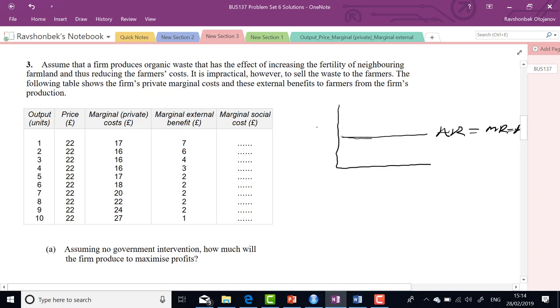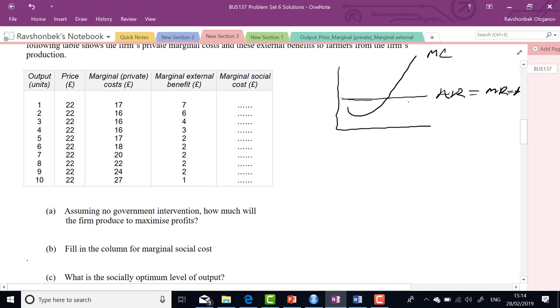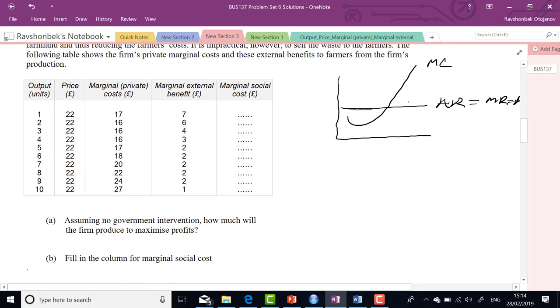And our marginal private cost is starting at 17, so it's somewhere here, yeah? Mm-hmm. Yeah, this is private, marginal private cost. Right, marginal external benefit is given. So let's go to B now. Fill in the column for marginal social cost, please.